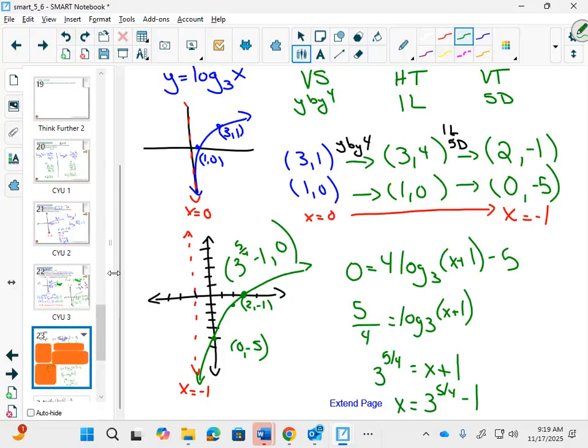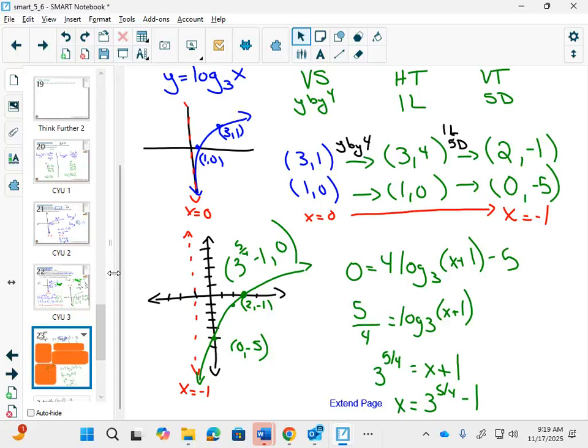So a pattern I've noticed on the exam is because they've made it a requirement to label the x-intercept for log graphs, they always make the transformations so that the x-intercept is a nicer point than this one. But you can always solve for an x-intercept by plugging in 0 for y.